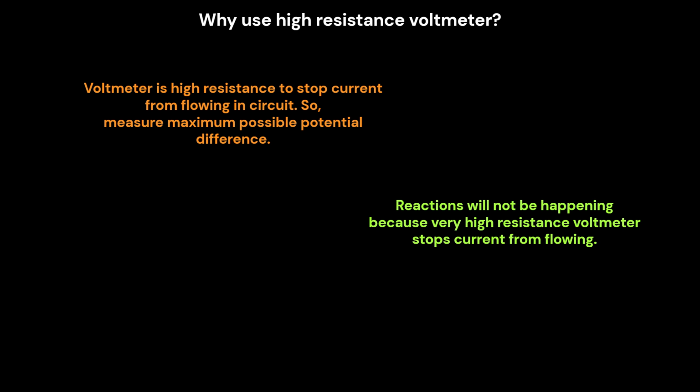Why use a high resistance voltmeter? The voltmeter has high resistance to stop current from flowing in the circuit, so we measure the maximum possible potential difference. Reactions will not be happening because the very high resistance voltmeter stops current from flowing.